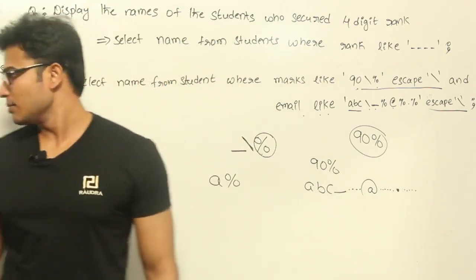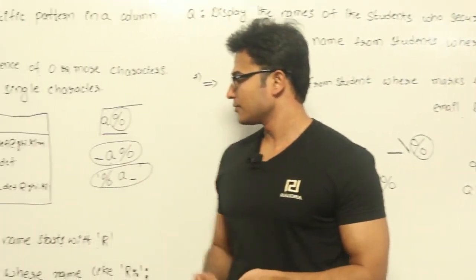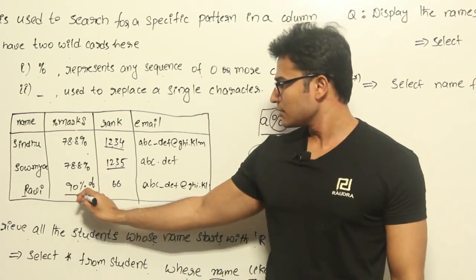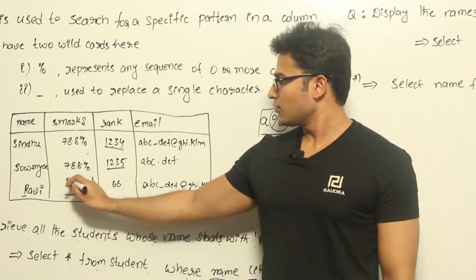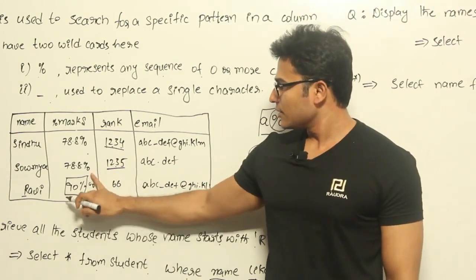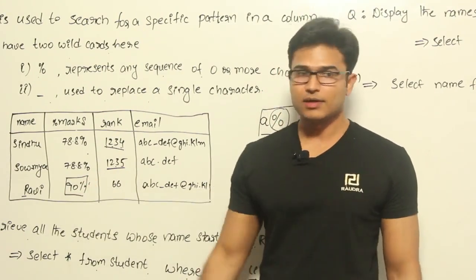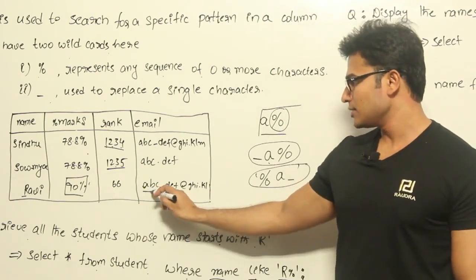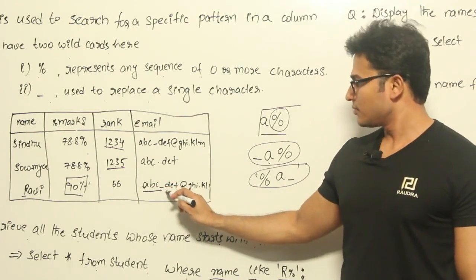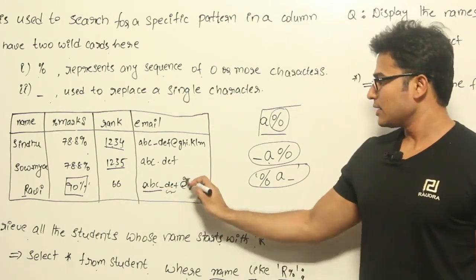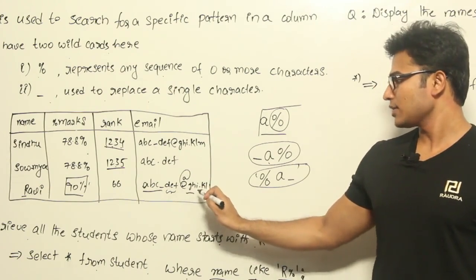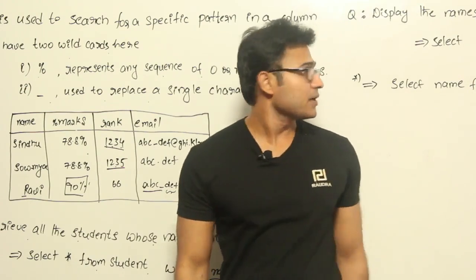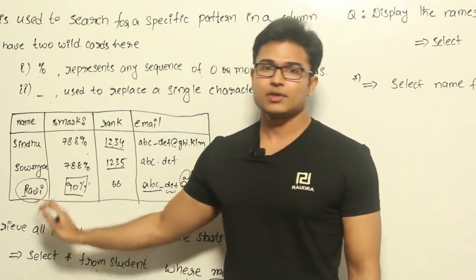Now if you look at the table, if there is anything satisfying this. Ravi is having 90%, so let us say the value is 90%. Ravi has marks 90%, and his email ID starts with ABC underscore and then some number of characters, then @, and again some number of characters, dot, some number of characters. Therefore this one will be selected, got it? And from that, the name will be printed, got it?